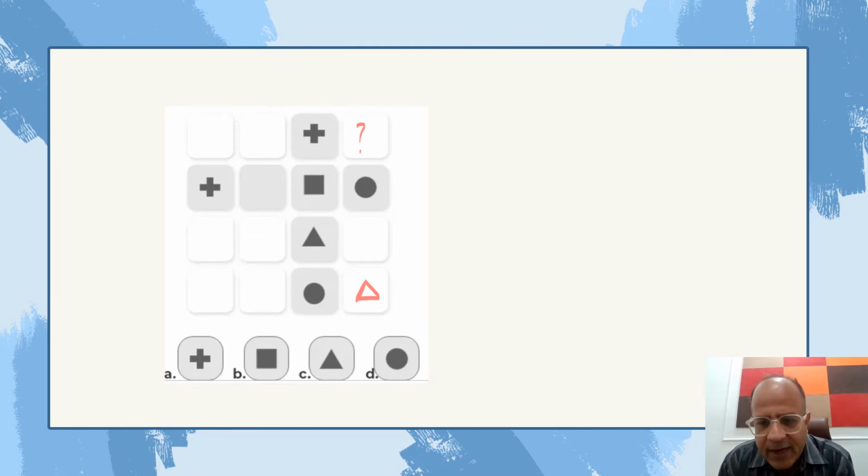Now, as a strategy, I will always suggest that you try to fill the row and column which is easiest to fill. Easiest to fill as in the one which has the most elements already filled. So that's going to be the easiest row to fill. Okay. But over here, I would particularly fill this row.